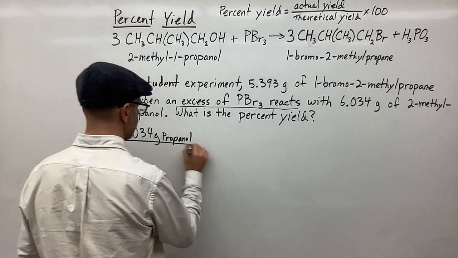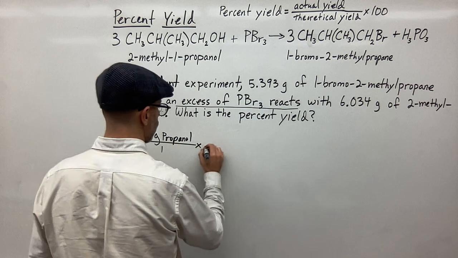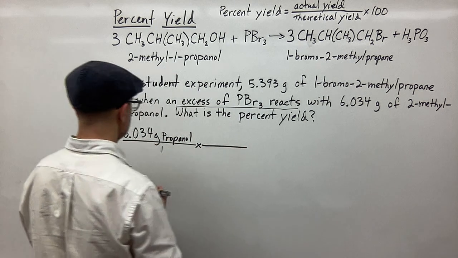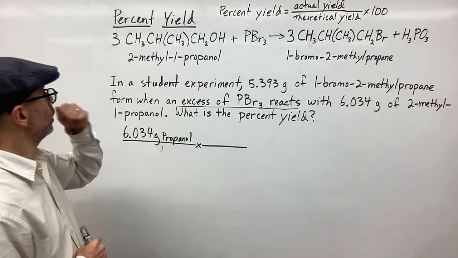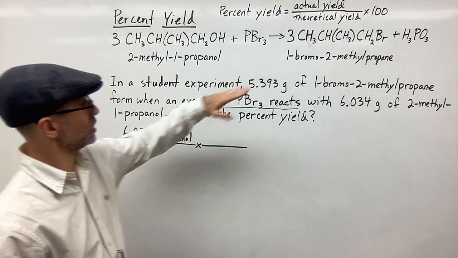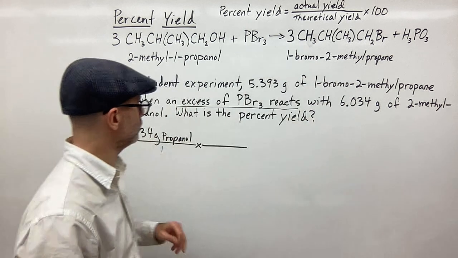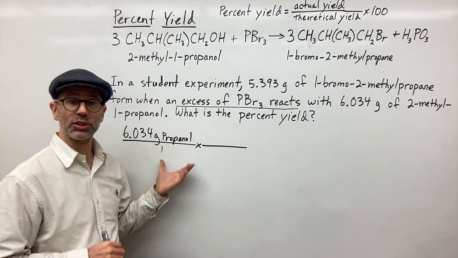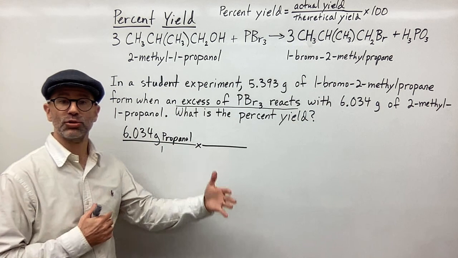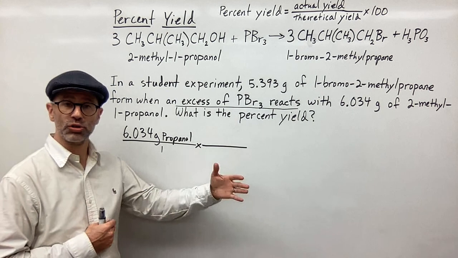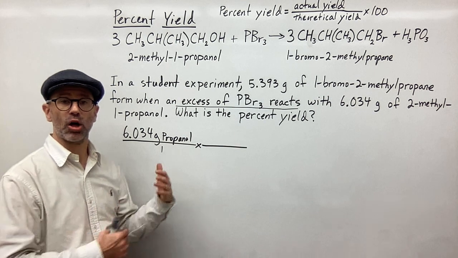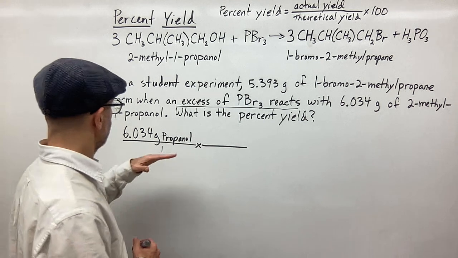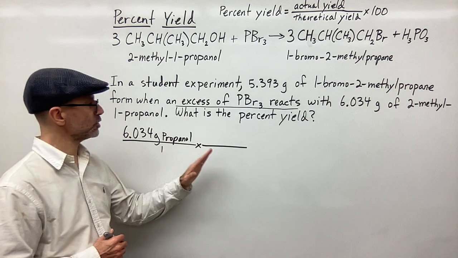So we have this many grams of the propanol, and we need to convert this many grams of propanol to the product, which is the propane. So we're given mass. We need to convert from one substance to the other. So we need to get to moles so we can use the mole ratio to convert from propanol to propane. So we need the molar mass to convert grams to moles.